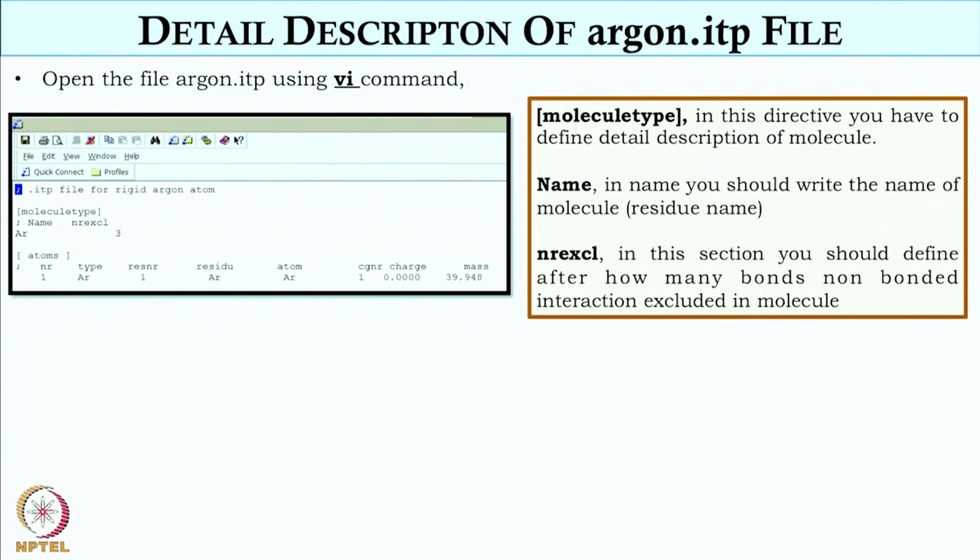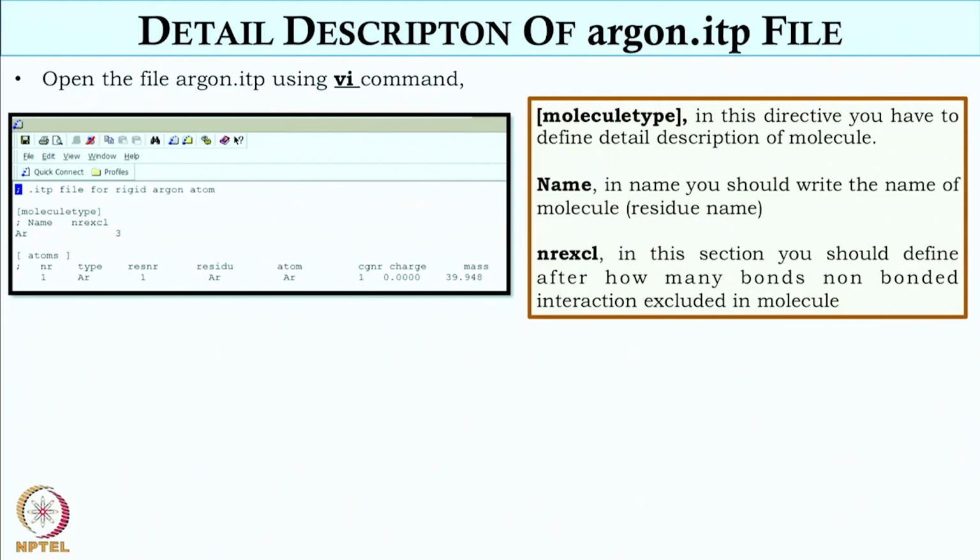Then there is NREXCL. In this section, we have to define after how many bonds the non-bonded interactions are included in the molecule. Since this is a monoatomic molecule, it doesn't matter, but in the case of water or methanol, ethanol, it has to be chosen properly. So instead of 3, can I give 2 here or 4 here? Doesn't matter, because every pair is interacting.